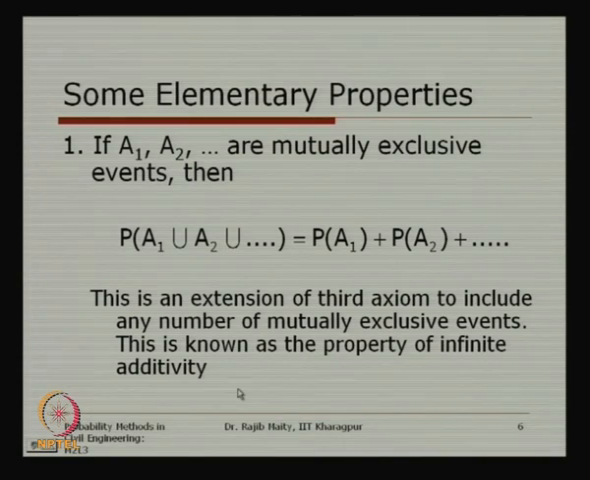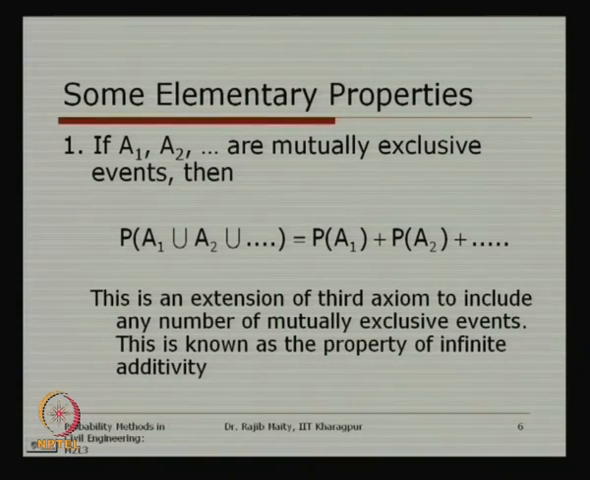So, for a sample space, if we can have different events, and if we say that these events are not overlapping each other, then if we want to know the total probability of any of these events occurring, that can be obtained by simply summing up the probabilities of the individual events.